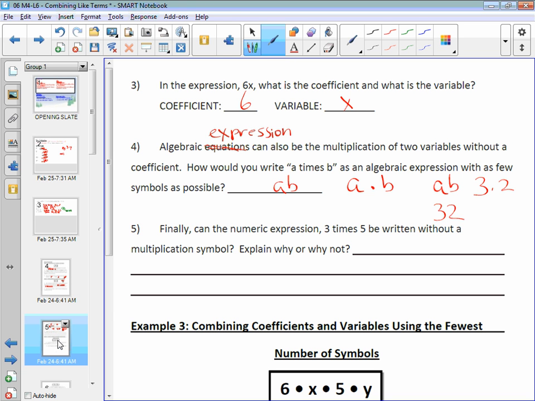I kind of gave a sneak preview. That's really what number 5 is asking. If I have 3 times 5, I have to include the multiplication symbol. Why? I already kind of expressed it orally, but let's recap that. Go. You got it. It looked like 35. It's confusing.